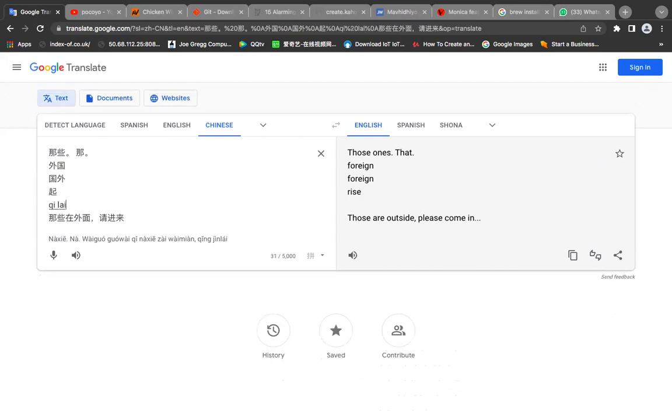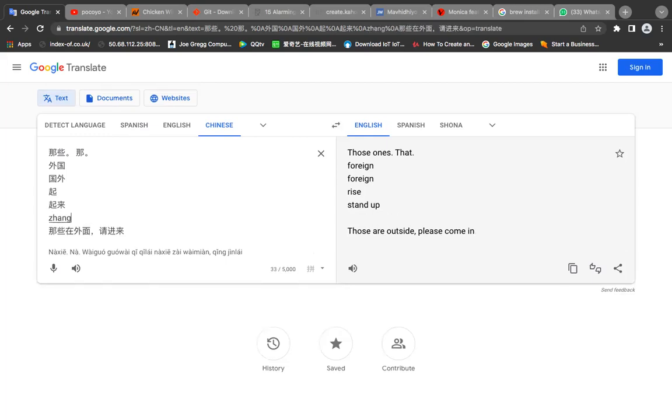There's another version, which is qilai. Qilai, standing up. So we could work with that 那些. And there's another one which we hear a lot at meetings, if you've heard it: zhan qilai. Zhan qilai, please stand up. Especially when you want to sing a song. Zhan qilai. Yeah, it sounded familiar.